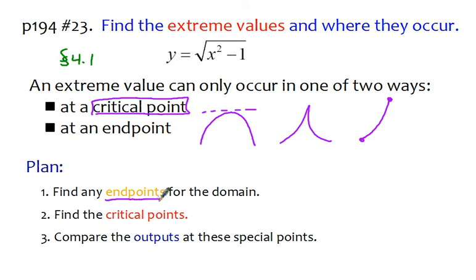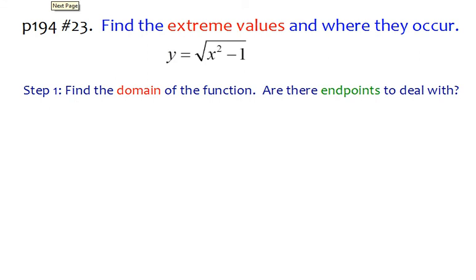Okay, so with that, our general plan to attack these problems is, number one, find the endpoints of the domain. If there are any endpoints to be found, we'd like to get them. Number two, find the critical points. If any critical points exist, we'd like to get those as well. And thirdly, we're going to plug each of those special points into the function, get the outputs, and choose the highest and lowest values. And with that, let's go ahead and get started.